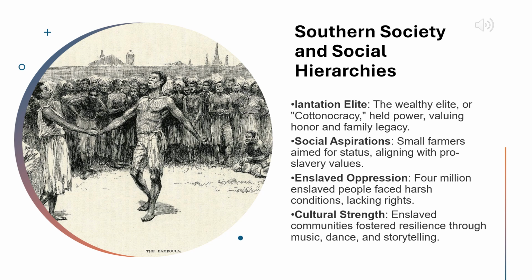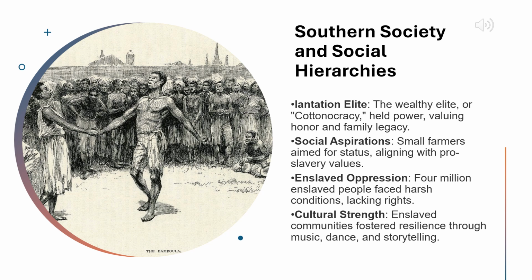Beneath the elite were the small farmers, who constituted the majority of the white population. While they did not own enslaved individuals, many aspired to upward mobility, influenced by the values of the plantation class. This aspiration reinforced the South's commitment to the institution of slavery, as even non-slaveholders viewed it as a symbol of status and economic potential. Many white Southerners justified the institution of slavery, believing that it was essential for maintaining their agricultural economy and preserving their way of life.